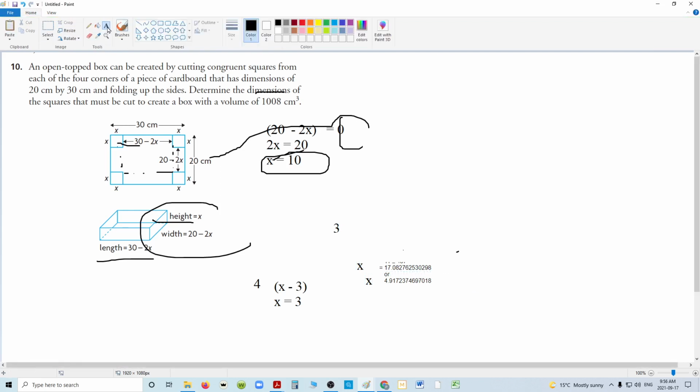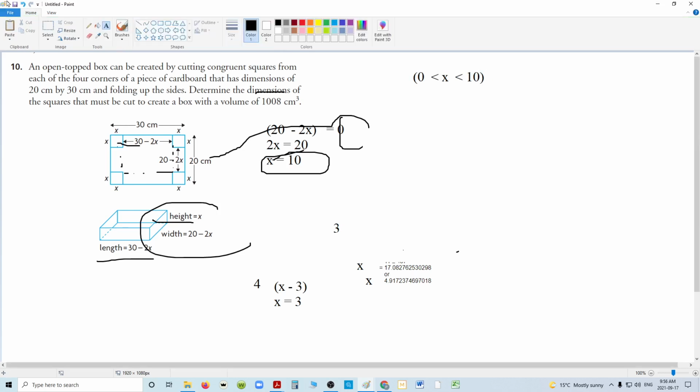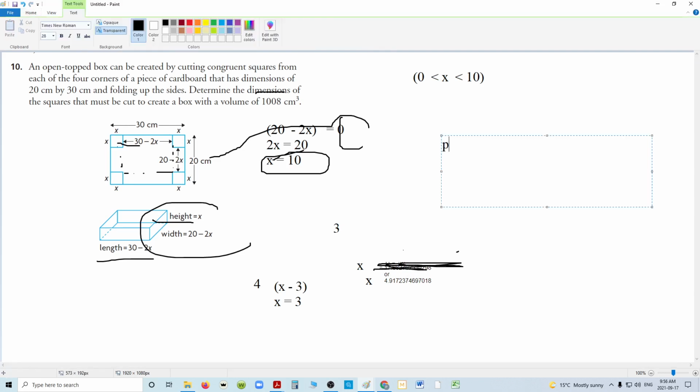But remember our original limitations due to the dimension not being able to be 0. I must only use values of x that fall between 0 and 10. That's because anything more than 10 will negate this side, and anything smaller than 0 is not a dimension. So that means this one's right out, which means the possible values for x are 3 or 4.9.